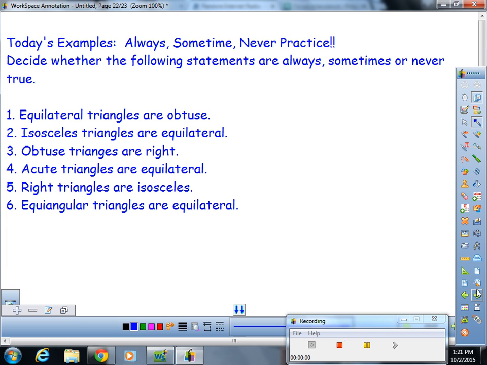Alright, equilateral triangles are obtuse. That was a meatball. Never. An equilateral triangle has 60-degree angles, and a 60-degree angle can never be obtuse. Isosceles triangles are equilateral. Well, can I think of an isosceles triangle that is not equilateral? I can.